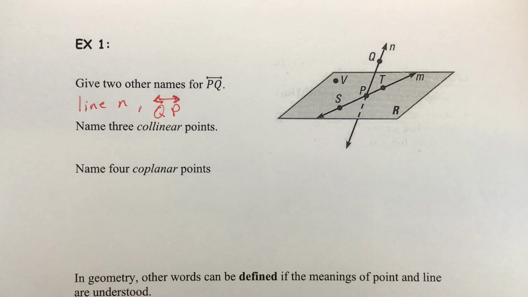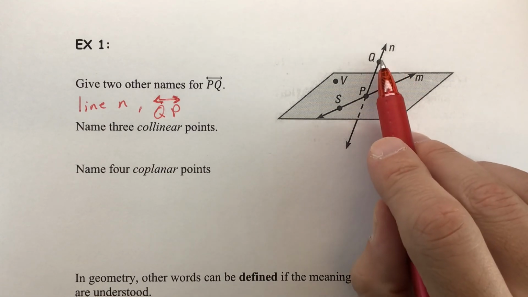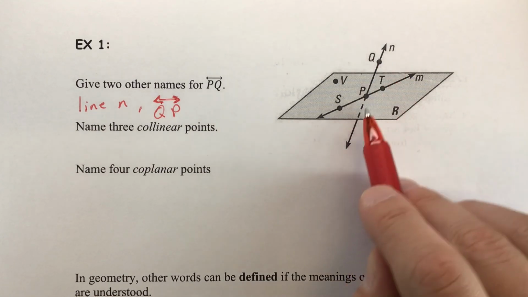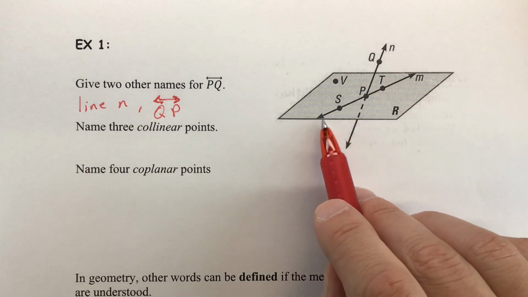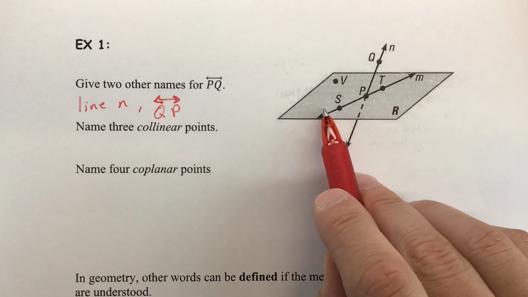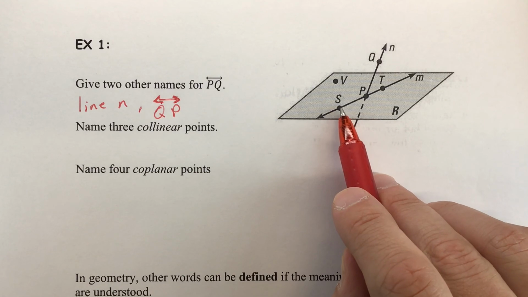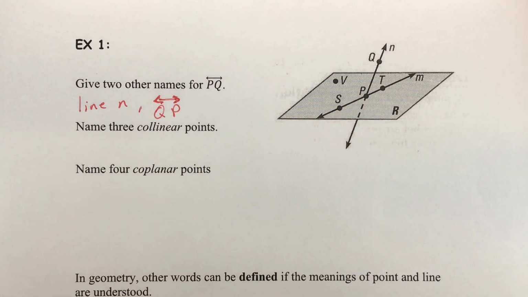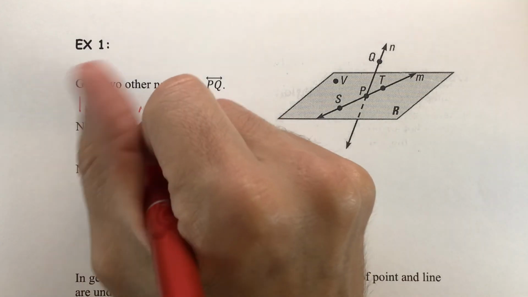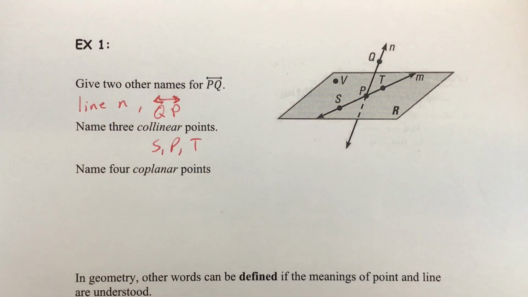All right, next. Name 3 points that are collinear. New term here, name 3 points that are collinear. Co means together, and then linear is going to refer to line. So we're looking for 3 points that are sitting in the same line. Okay, now if we look at line n, the only points that we had on it were Q and P, so that's not the one that we're looking at. But if you look at line m, you've got 3 points that are identified here, which is S, P, and T. All right, so the 3 points would be S, P, and T.